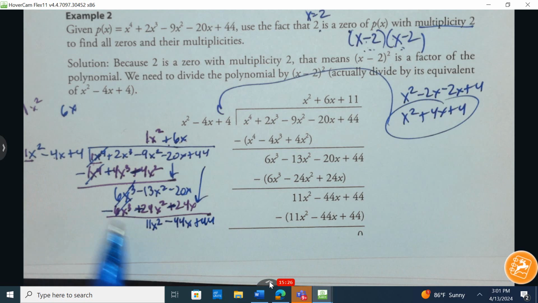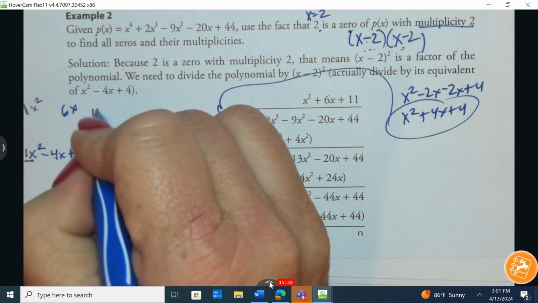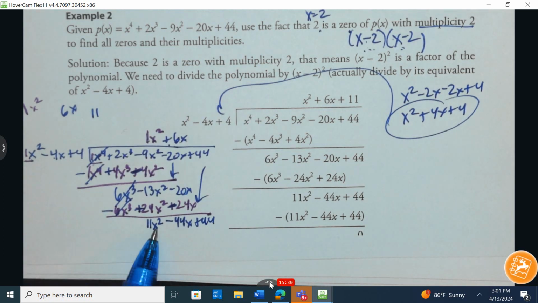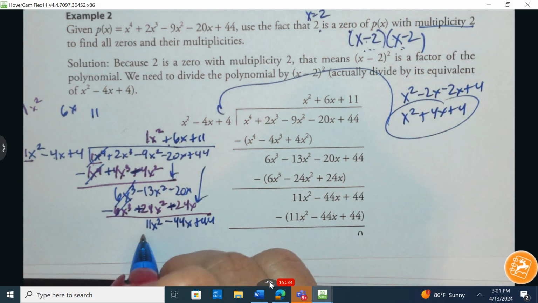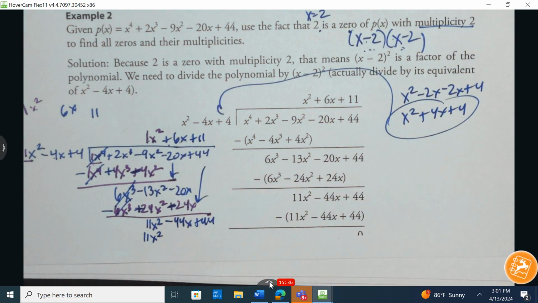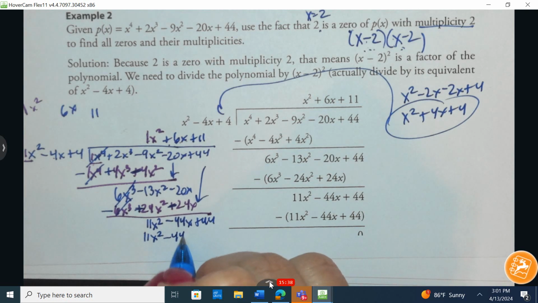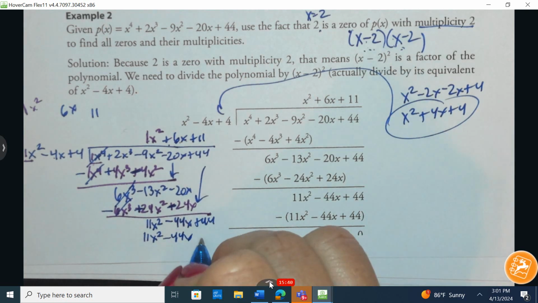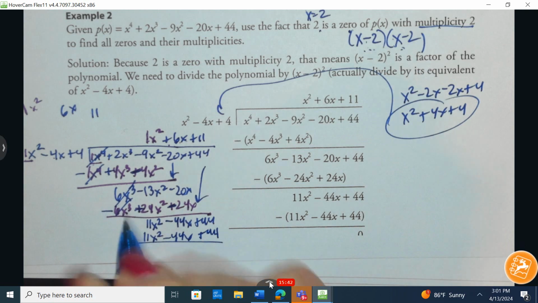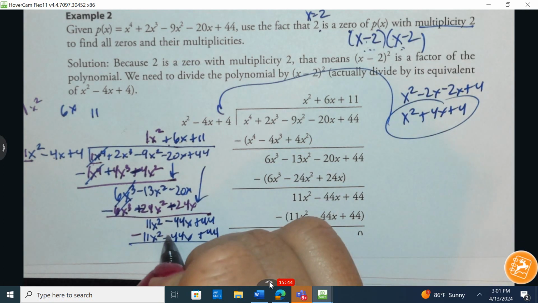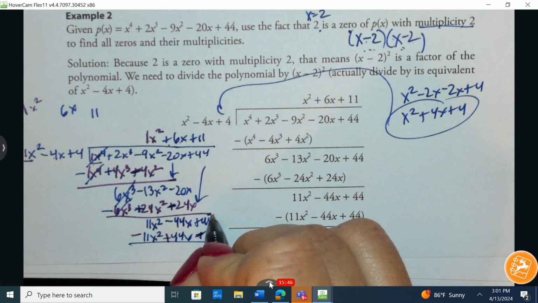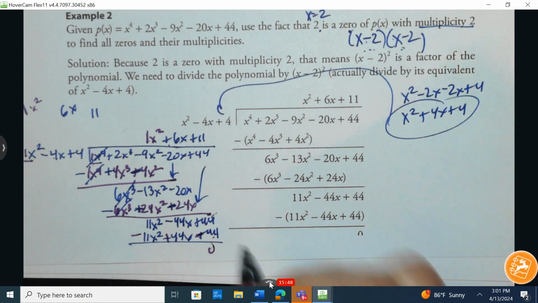Once again, 1 times what is 11? That's 11. I have an x squared. I don't need to add any more x's, so plus 11. I multiply it through, and I get 11x squared. Multiplying through is a negative 44x. Multiplying through is a plus 44. Change the signs on everything. Change, change, and change. And you can see everything adds now to 0.